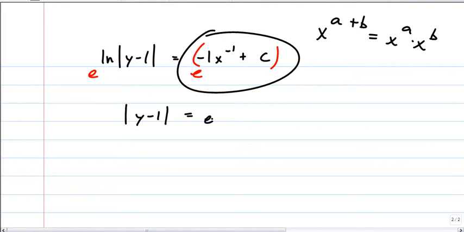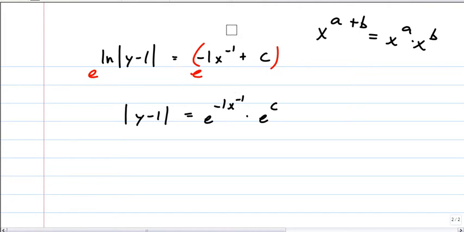So you get e to the negative 1 over x times e to the c. Now, why would you want to do that? Well, now I have a great opportunity. Look at this, e to the c. How much do you think that is? Oh, by the way, that's just c. That's just a constant. So you're going to rewrite this as c times e to the negative 1 over x.